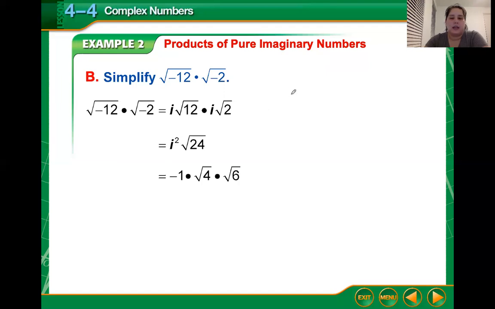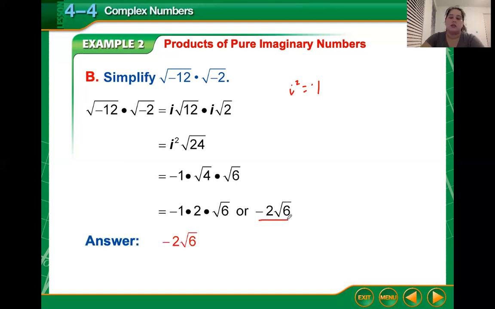I can simplify again that i squared equals -1. So we're going to go ahead and simplify that. And then we're going to break up 24 into 4 times 6 to pull out a 2, and we get -2 square root of 6 is our simplified form. And usually, when they do say simplified, they do want the most simplified version of the expression.